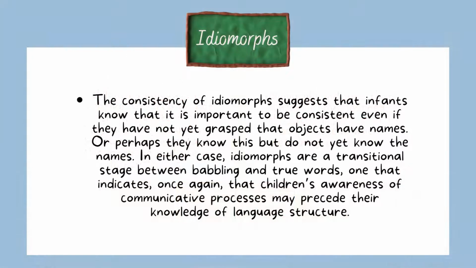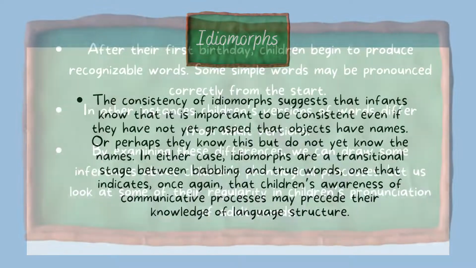The consistency of idiomorphs suggests that infants know that it is important to be consistent even if they have not yet grasped that objects have names. Or perhaps they know this but do not yet know the names. In either case, idiomorphs are a transitional stage between babbling and true words, one that indicates, once again, that children's awareness of communicative processes may precede their knowledge of language structure.